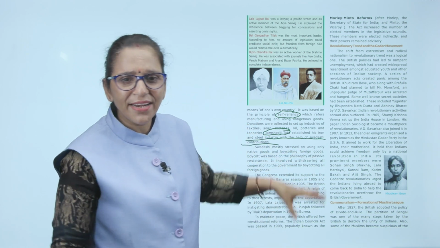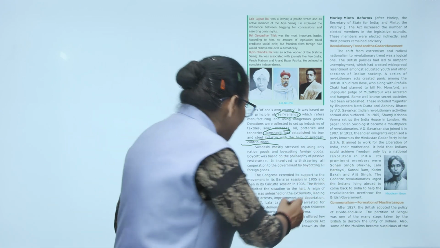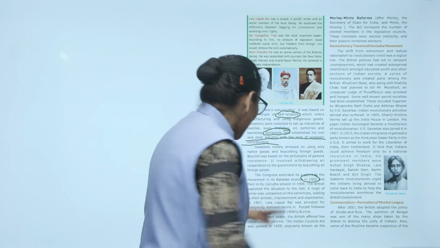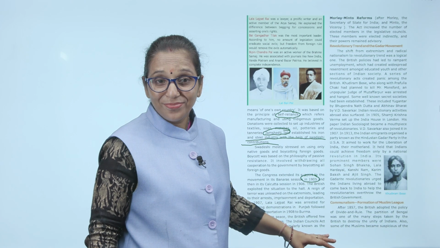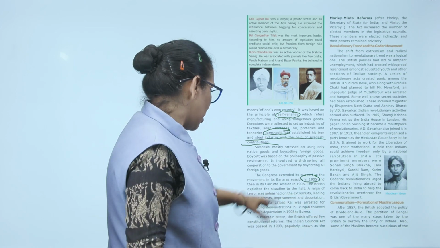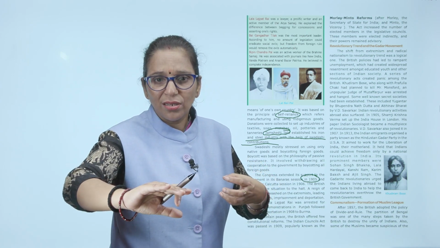The Congress extended its support to the movement in its Banaras session in 1905 and then in its Calcutta session in 1906. Then what happened? The British exploited the situation. Ab Britishers ko laga the control is out of control. What did they do? The brutal suppression. A reign of terror was unleashed.